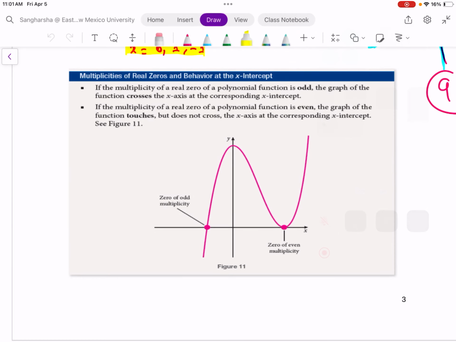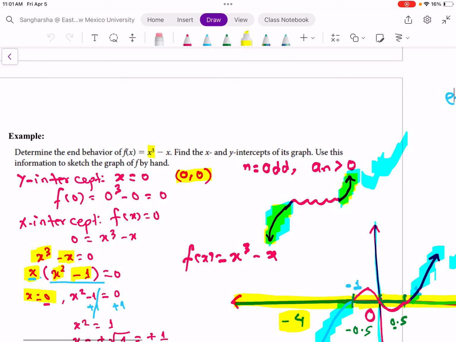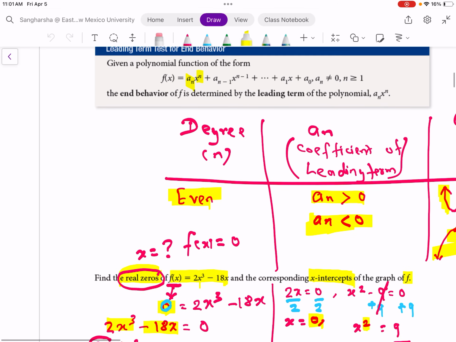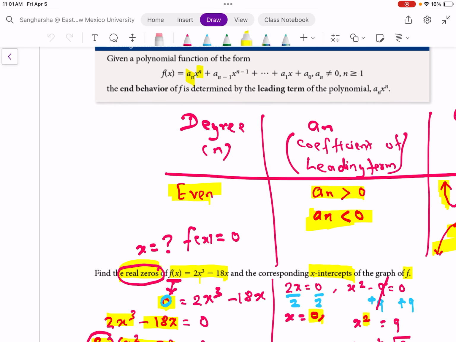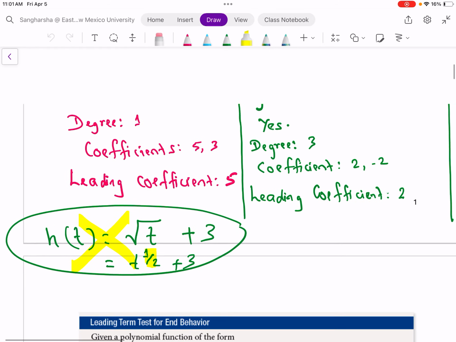Here we are, still in our section 3.2. In our last class we learned how to sketch a graph for a polynomial function. We found the real zeros of a polynomial function, and finding real zeros means we are finding the x-intercepts, the inputs that give us output equal to 0. We also had a leading term test, and we talked about polynomial functions.